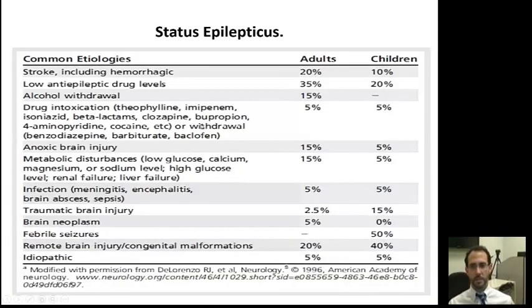So causes of status epilepticus, and I'm just going to mention the most common ones in adults: stroke, including hemorrhagic, low antiepileptic drug levels, like in a patient with non-compliance, and remote brain injury with congenital malformations. In children, one of the most common ones is low antiepileptic drug levels, and also febrile seizures have been associated with status epilepticus, and in 40% of the cases a remote brain injury or congenital malformation has been associated as well in children.